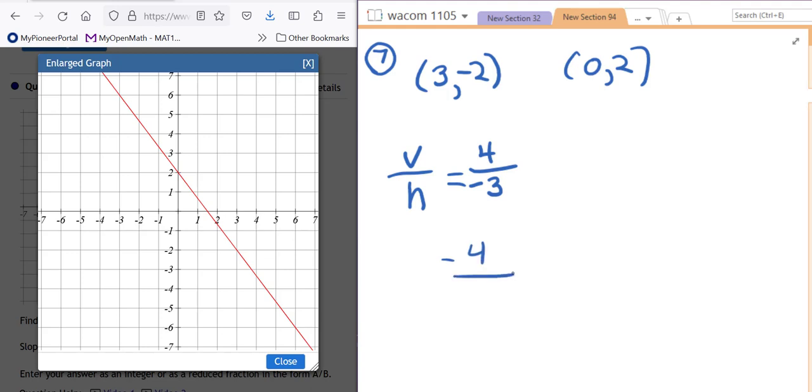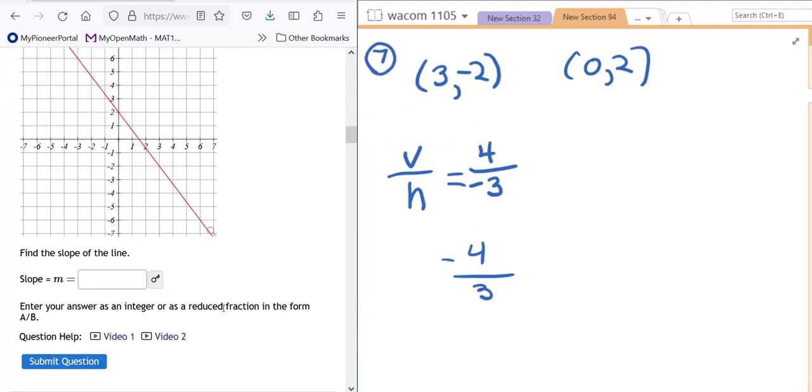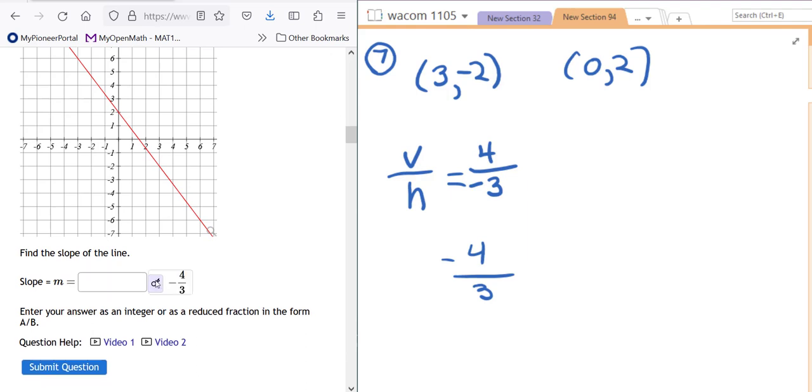And then you would have gone, all right, we'll count again because it moved my mouse. 1, 2, 3, 4. And then we're going over, but we're going to the right. 1, 2, 3. Going to the right is positive. So that would have been just starting at the other point. So it doesn't matter which one you start at. These are the same. When you only have one negative, it's negative. So a -4/3. And there we go.